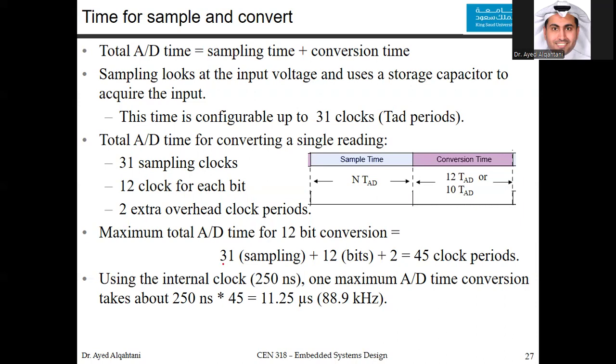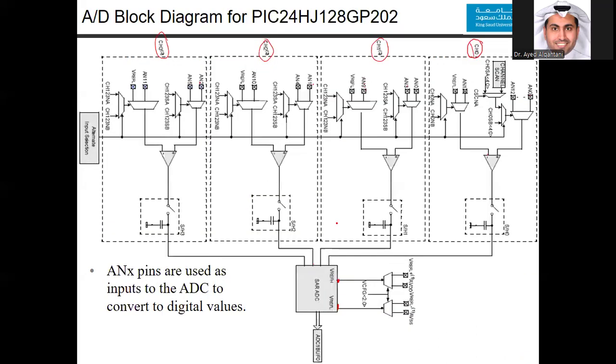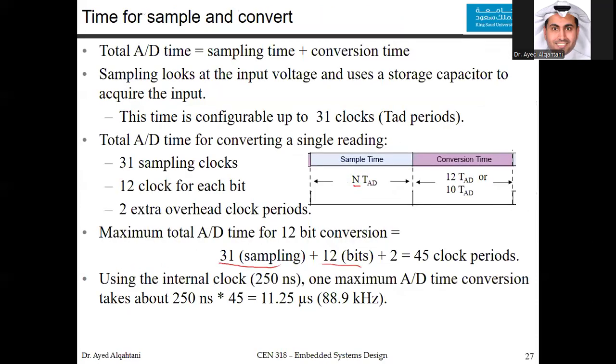So the total time would be, and that's an example only, 31 sampling clocks if you choose N to be 31. If you choose 12-bit, then that's 12. And then you add 2 extra overhead clocks to run through this hardware. You can see it's kind of complex. And the total is 45 clock periods now. You calculate the periods, which is N, and you add to that 12 plus 2, and you multiply all of them with TAD.